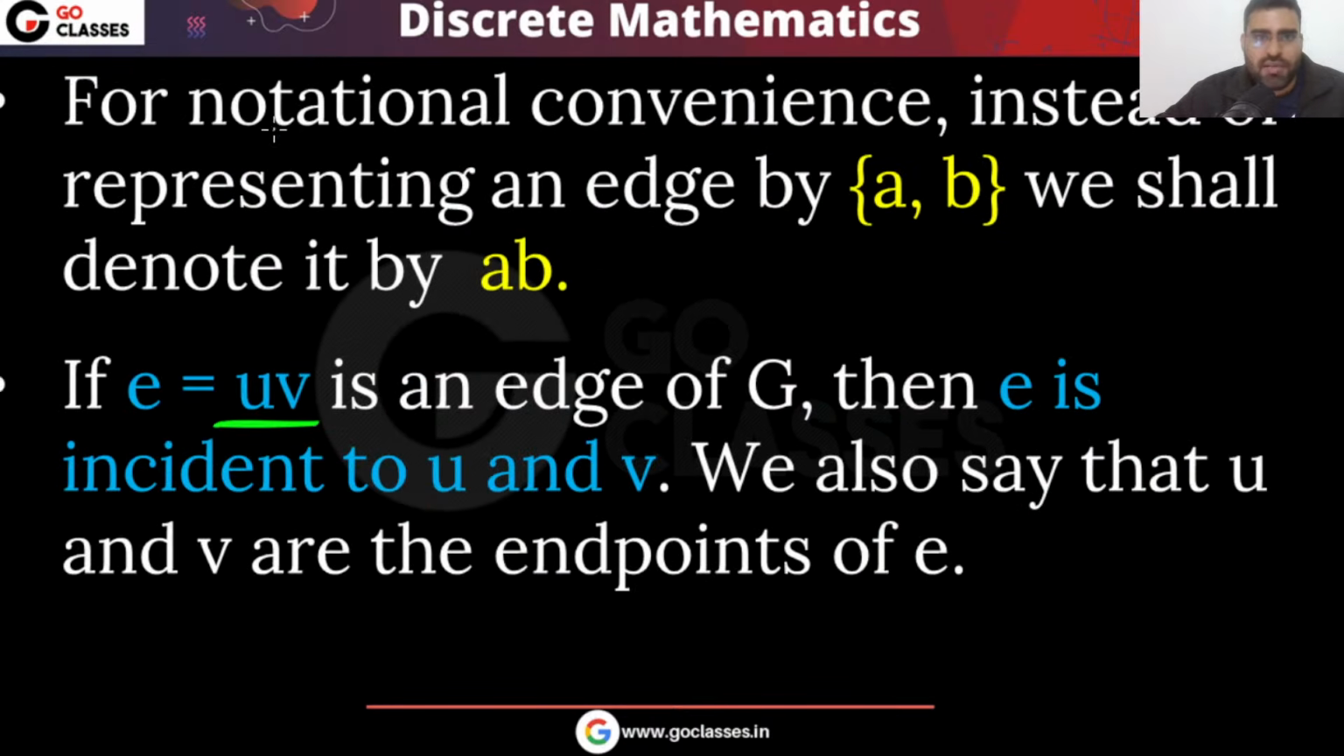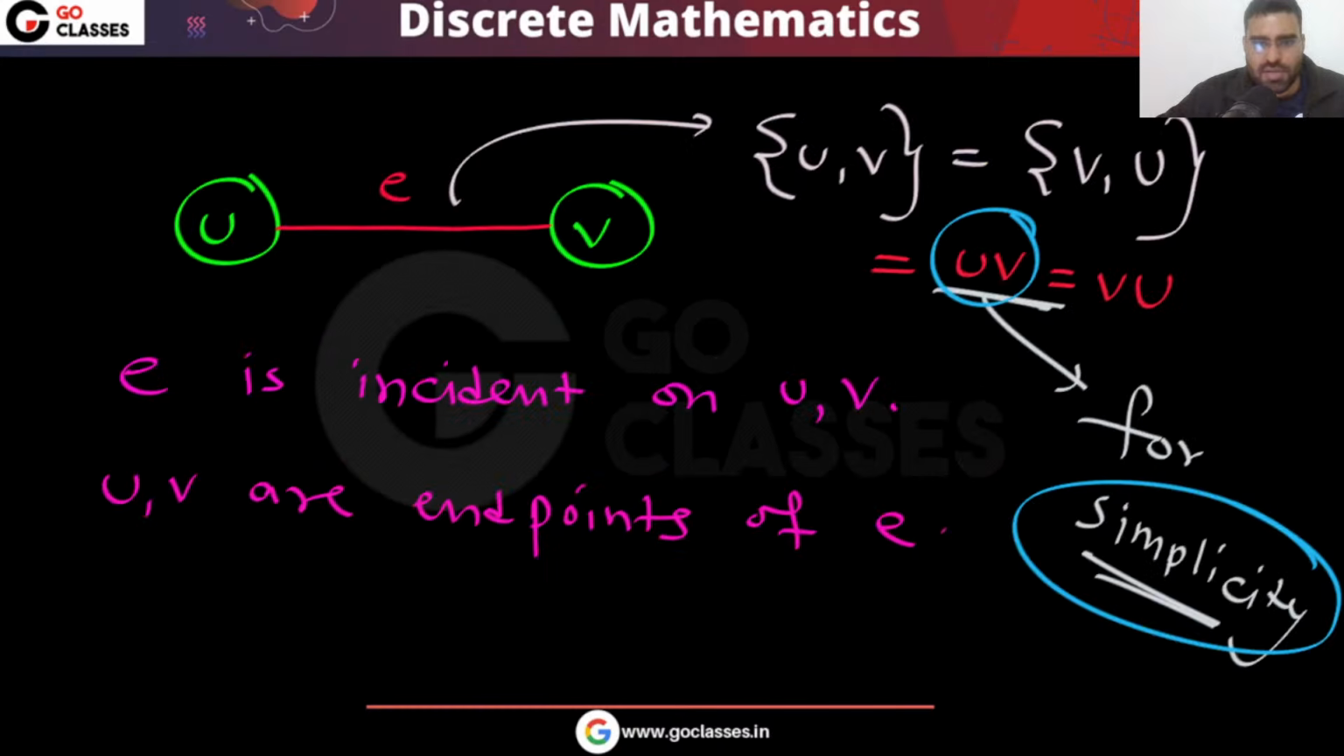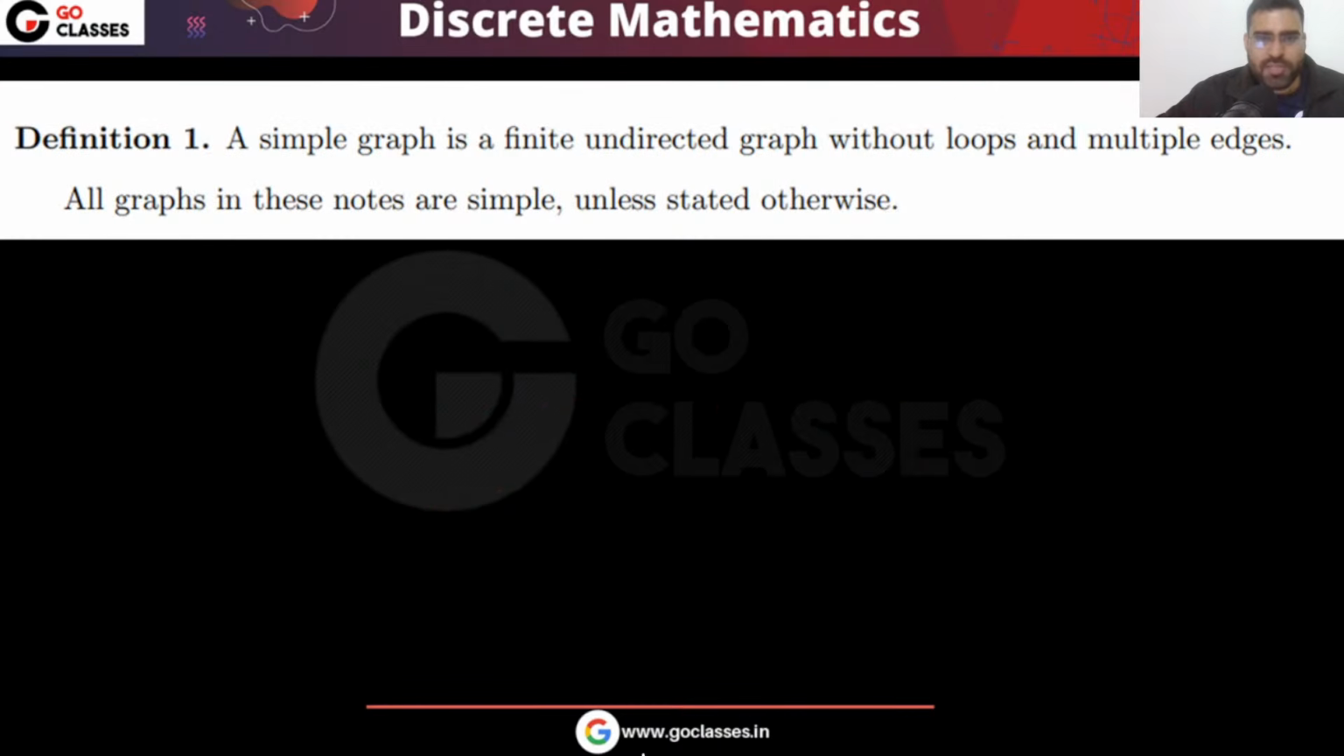So for notational convenience, only for simplicity, if you already know that the graph is undirected, then you can write this edge as AB, so that you don't have to write this again and again. And similarly, if you have an edge between u comma v, then we will say that E is incident to u comma v, or I can say u comma v are the endpoints of E. Now let's move on.